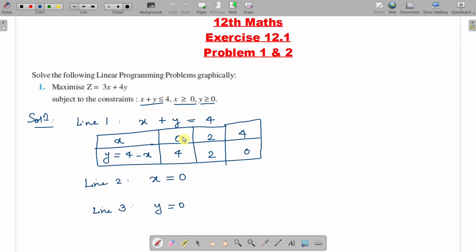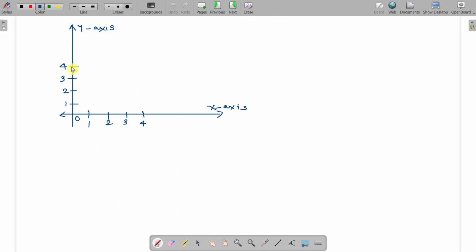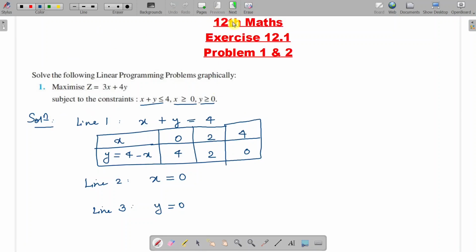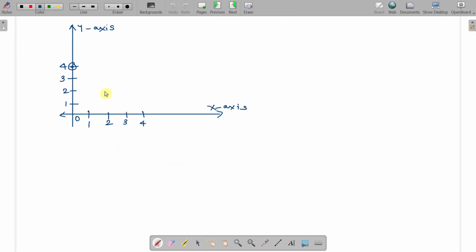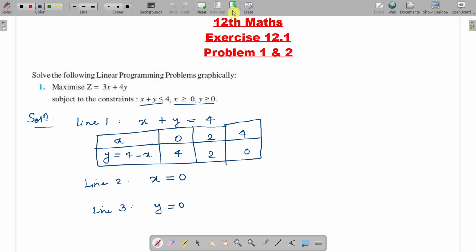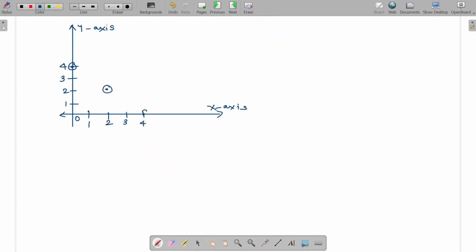So when x is equal to 0, y is equal to 4 for the first line. So that is 0 comma 4, that is here. Then 2 comma 2 is the next point. So that is here. And then 4 comma 0. So that is this. So if we join these 3 points, we will get this line here. This line is nothing but x plus y equal to 4.